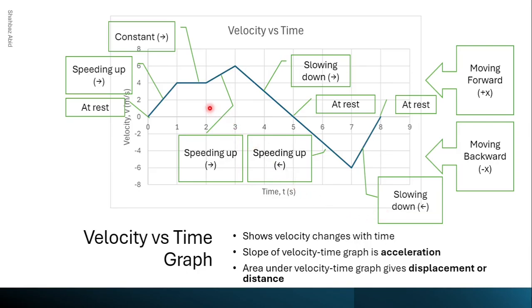The slope of the velocity versus time graph is known as acceleration, and we are going to discuss acceleration in a while. And the area under the velocity versus time graph is going to give us displacement or distance. So let us see an example in which we can calculate the displacement or distance of this velocity versus time graph given to us.